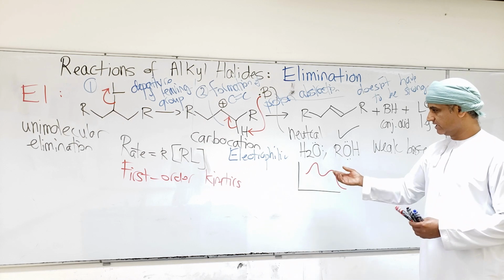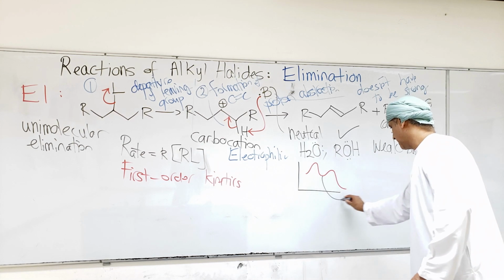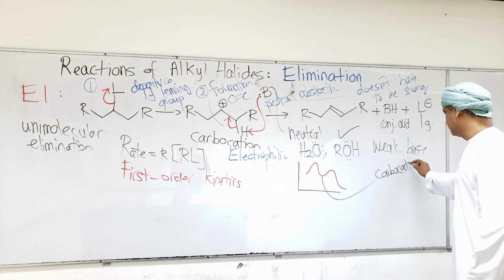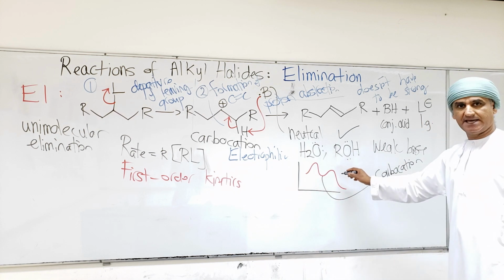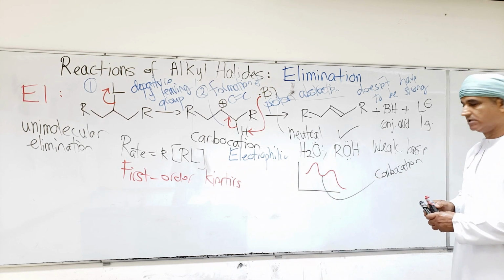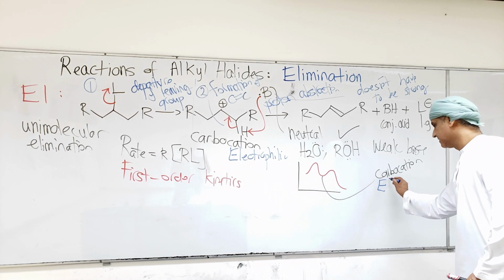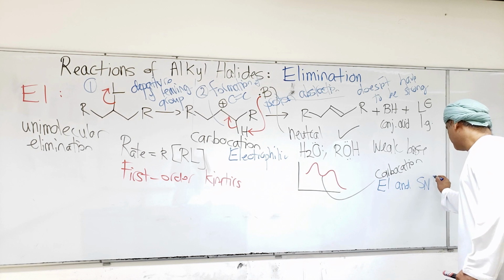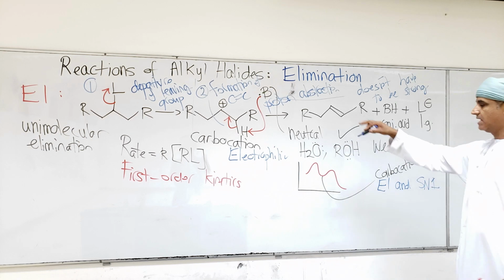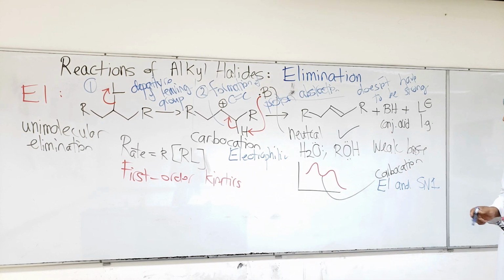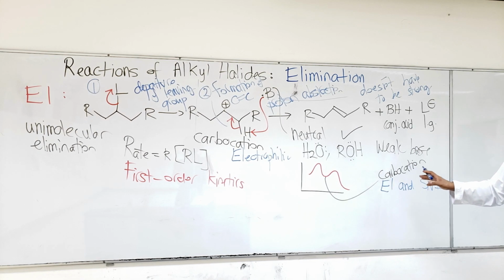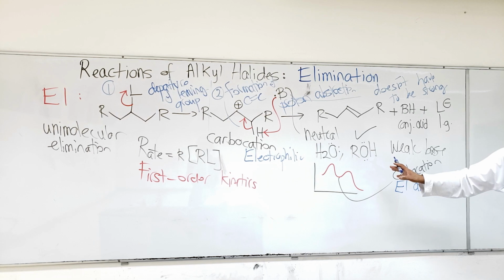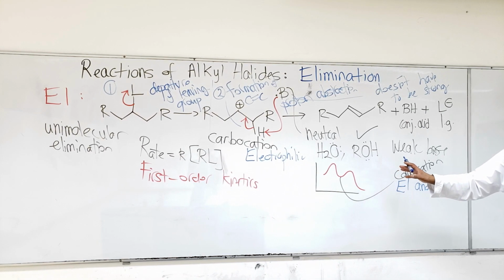There is an intermediate here, of course, which is the carbocation intermediate. So that minimum must be shown in the energy diagram. This is an energy diagram that is suitable for not only E1, as in this case, but also SN1, because both mechanisms go through carbocation intermediates. Both E1 and SN1 reactions go through carbocation intermediates, so this energy diagram is suitable to represent them.